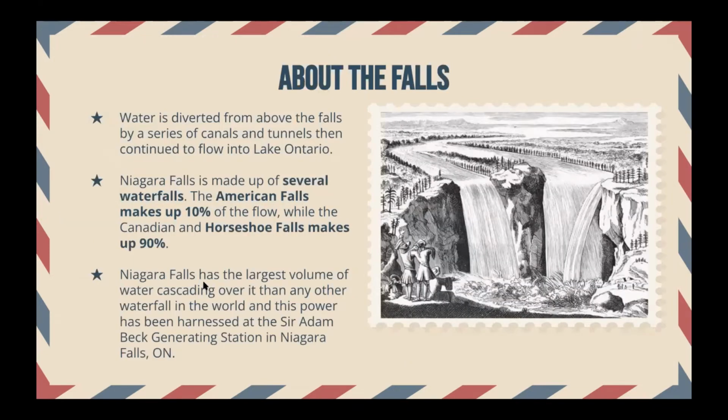Moving on. So a little bit about Niagara Falls themselves. The way it works is water is diverted from above the falls by a series of canals and tunnels. And then once the water goes over the falls, it continues to flow on into Lake Ontario. So Niagara Falls is made up of several waterfalls. The American Falls makes up 10% of the flow, while the Canadian and Horseshoe Falls makes up 90%.